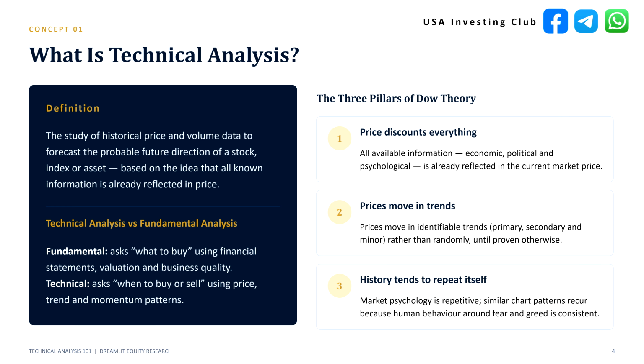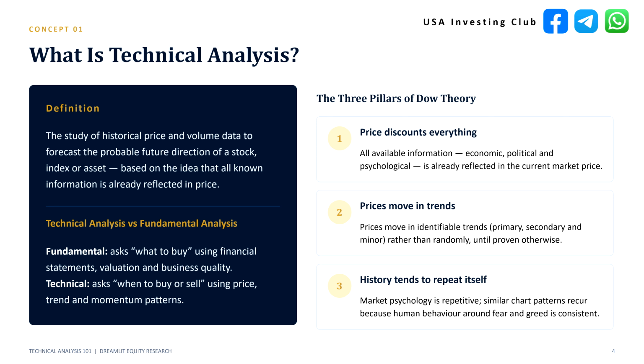Technical analysis is the study of historical price and volume data to forecast the probable future direction of a stock, an index, or any tradable asset, and it rests on the idea that all known information is already reflected in price. This framework traces back to Dow theory, and it stands on 3 pillars. 1. Price discounts everything. All available information, economic, political, psychological, is already baked into the current market price, so you don't need to independently know every catalyst. The price has already absorbed it.